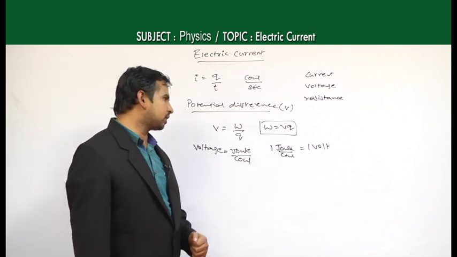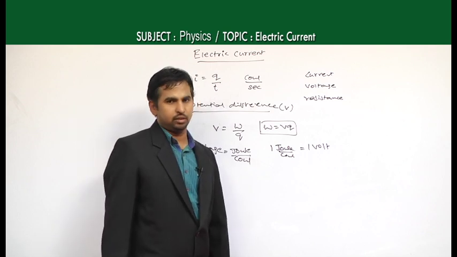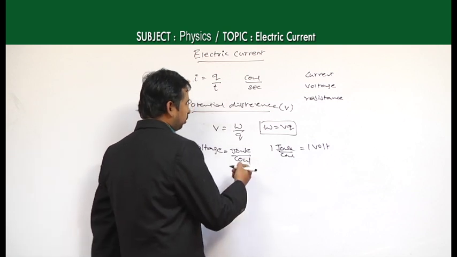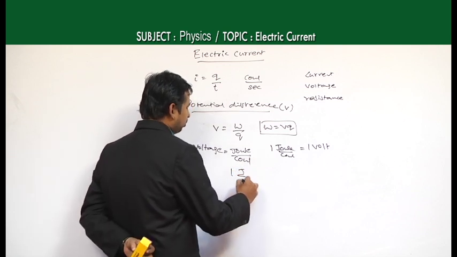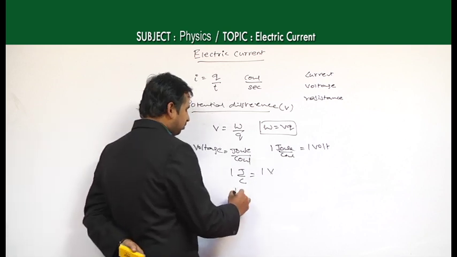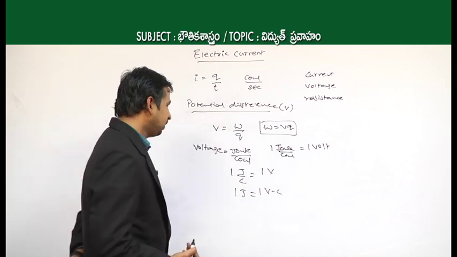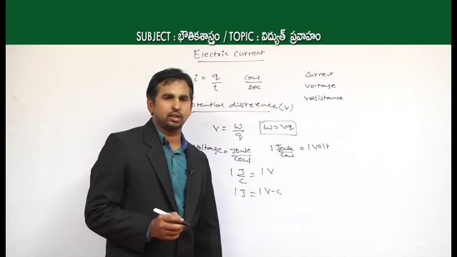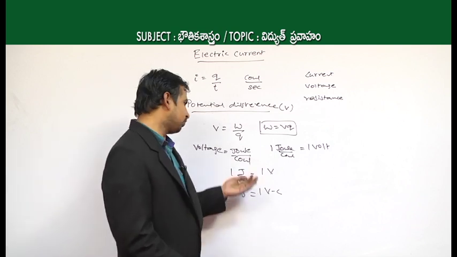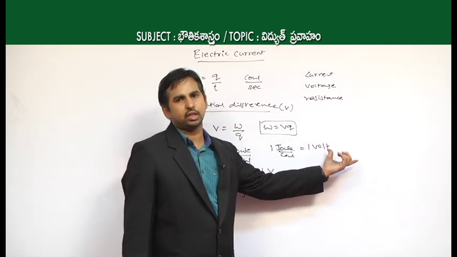From this you can also write 1 joule per coulomb is equal to 1 volt, or 1 joule is equal to 1 volt coulomb. Like this, depending on the given case, we have different units for voltage. In terms of work we can write joule per coulomb, or directly in terms of voltage we can write volt.